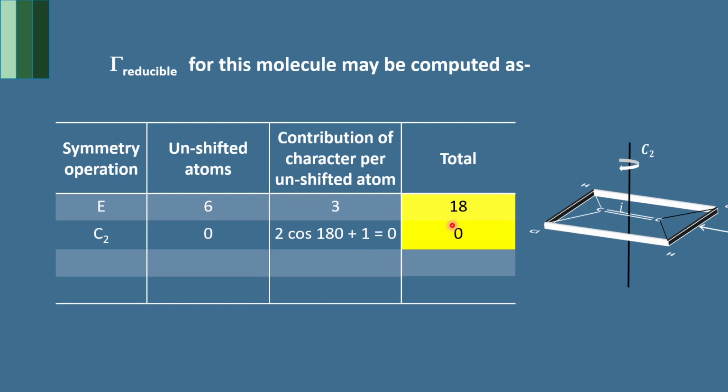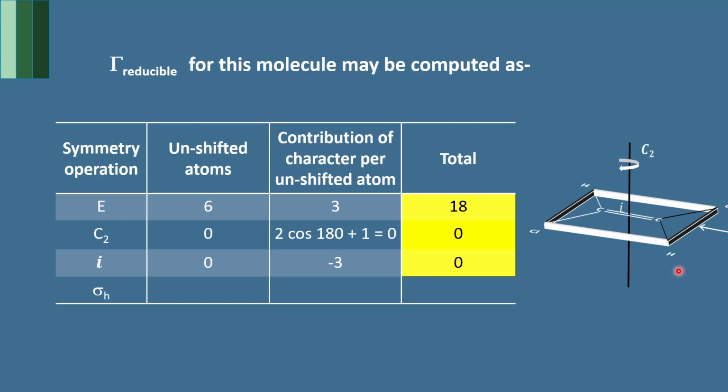If we talk about the center of symmetry, now if you are using this as a center of symmetry, this carbon and this carbon are getting reflected. This chlorine and this chlorine would be getting exchanged, and similarly this hydrogen would be exchanged with this hydrogen. So all atoms are shifted, and therefore the number of unshifted atoms is 0, and the contribution would fall to 0.